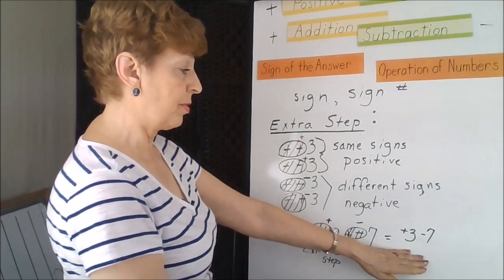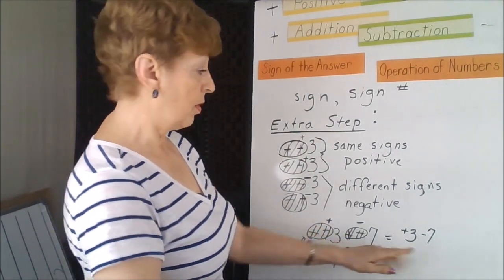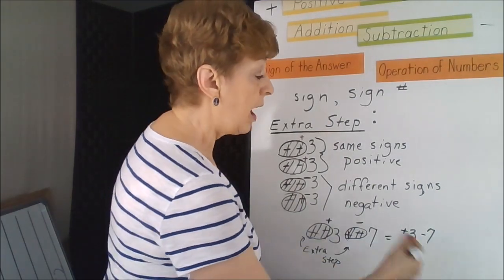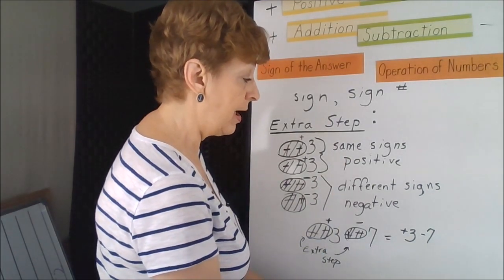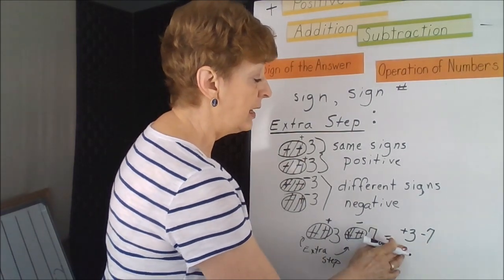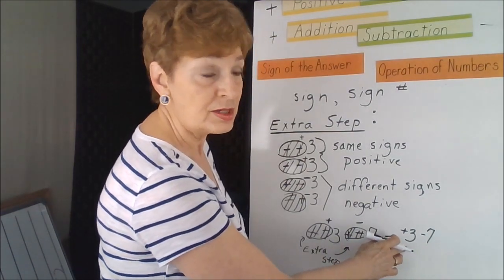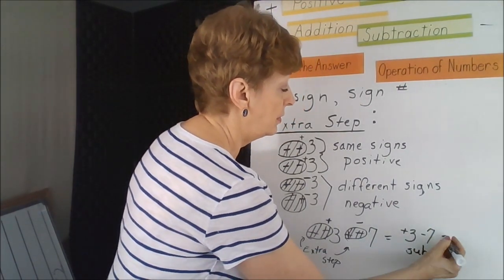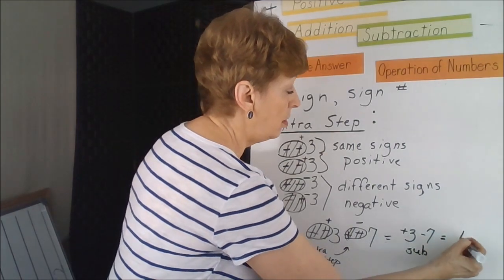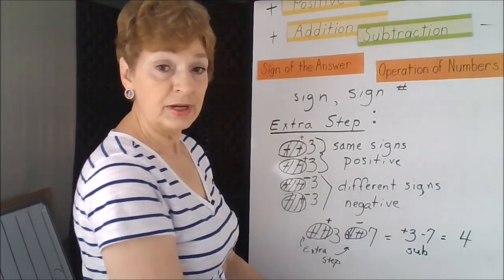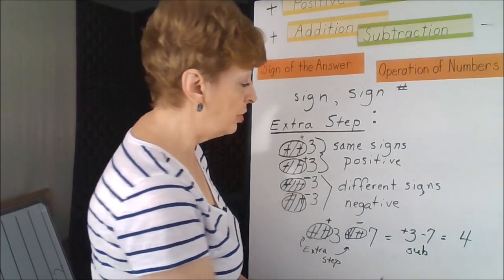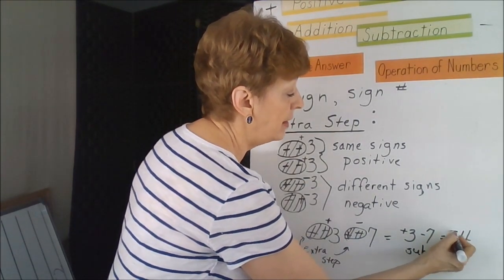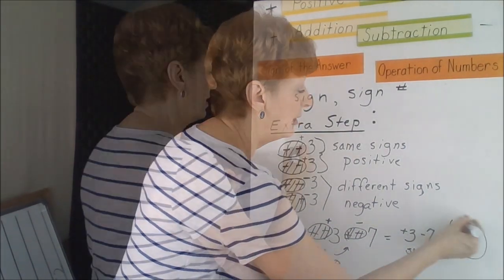Now I have the problem the way I need it to be, where I have a sign and then a number, a sign and a number. So I'm going to ask myself the question again, are the signs the same? In this case, no. So I'm going to subtract the numbers. The subtraction is 4. And then I'm going to copy the sign of the larger numeral. 7 is bigger than 3, so I'm going to copy that negative sign. And the problem is finished.